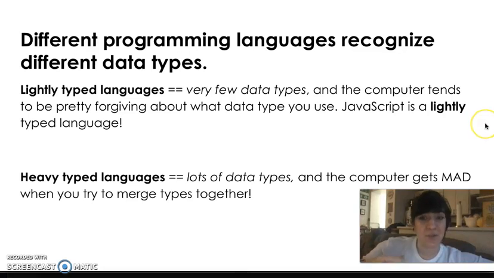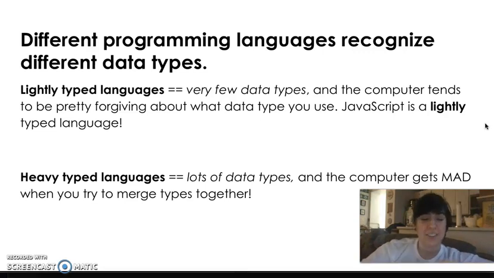Different programming languages will also recognize different data types differently, and this is just based on how the language was built. So you don't have to worry about this too much. I just think it's worth knowing for your future of different computer science. But lightly typed languages generally have very few data types, and the computer tends to be pretty forgiving about what data type you use. JavaScript is what we consider a lightly typed language, because there aren't a ton of data types it deals with, and if you try and put numbers and strings together, which we're going to talk more about in a minute, it will be super forgiving of you.